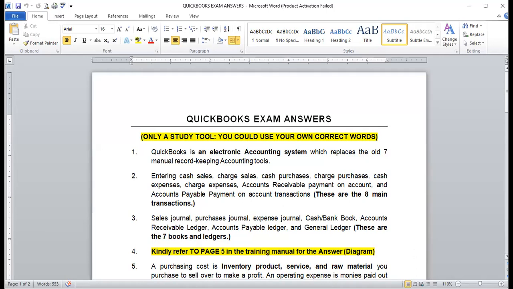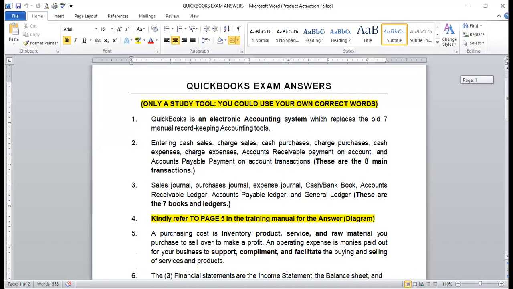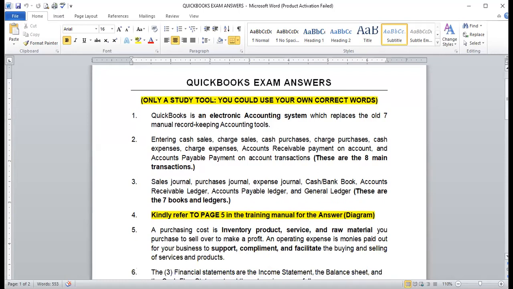Now, the next thing we're going to look at today is your exam. I sent you the exam questions and answers, so you should have them. When is the exam? I'll let you know exactly when. After you finish, you should start studying for the exam now. Then the next class we'll be going over entering cash and charge purchases and cash and charge expenses.